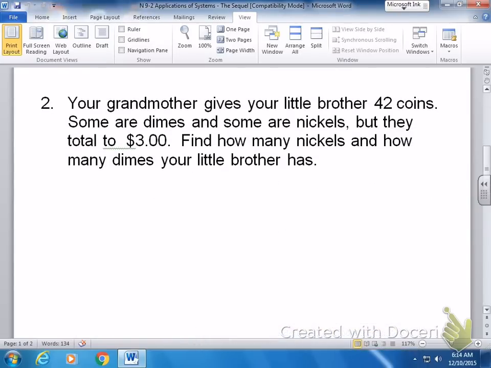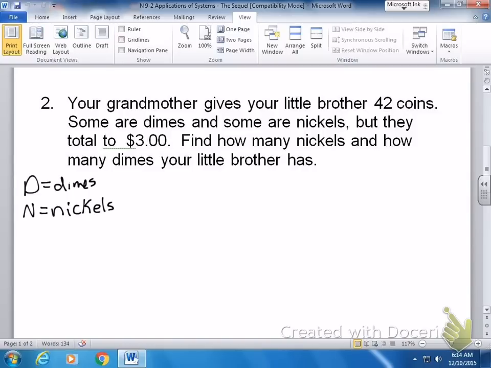Your grandmother gives you and your little brother 42 coins. Some are dimes and some are nickels, but they total to $3. Find how many nickels and how many dimes your little brother has. So this one's talking about two things. One is dimes and one is nickels. So I'm going to go ahead and say that D equals dimes and N equals nickels. But again, if you want to use X and Y, that's totally fine if that makes you feel better.